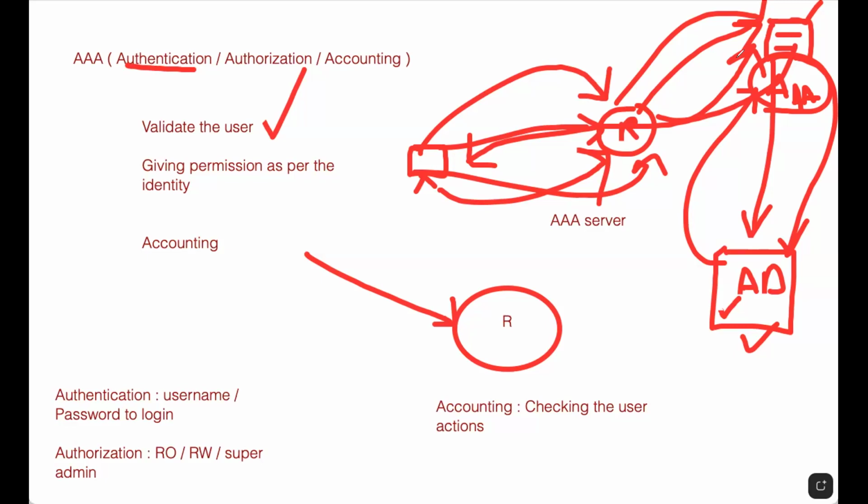Sir, so you said ISE from Cisco, like Cisco calls it ISE, the AAA server? Yeah, Identity Services Engine. Okay, sir. Thank you.